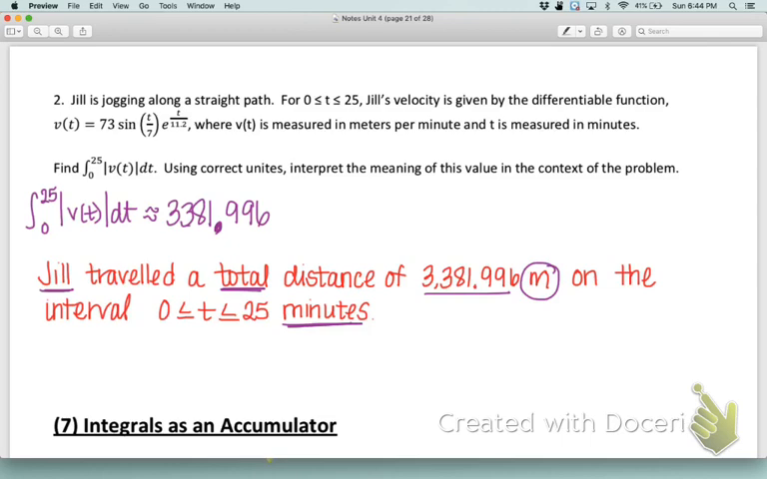And again, I am always going to be looking for these 3 specific words. I don't want to see after 25 minutes. I don't want to see between 0 and 25 minutes. None of those words are mathematically precise on the interval. Just remember, interval sounds like integral. So you've got to have that word whenever you're interpreting an integral, okay?